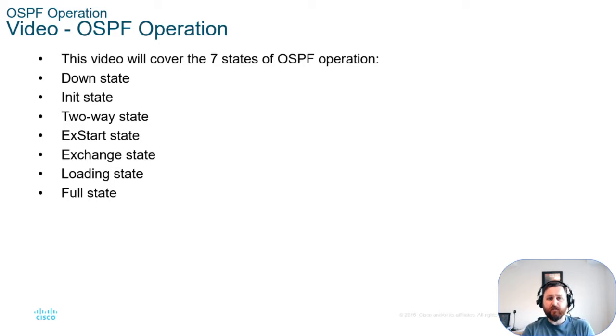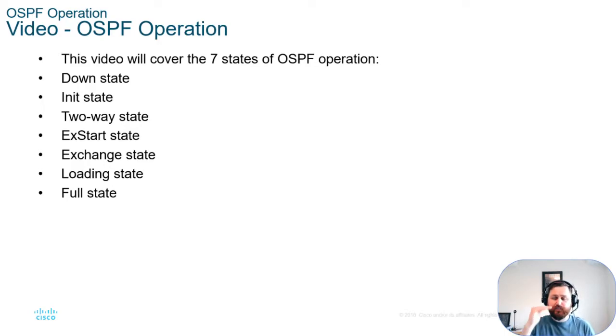So OSPF operations. We have our 7 states that we typically see: down, init, two-way, exstart, exchange, loading, and full. This is the full process for what our router actually takes to get to a fully functioning OSPF message exchange between everything. It's pretty quick, like you saw in the demonstration that I just did, setting up OSPF for a couple of systems. It took maybe a couple seconds for it to process and go up.